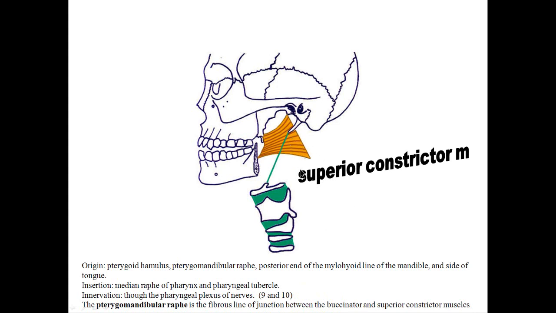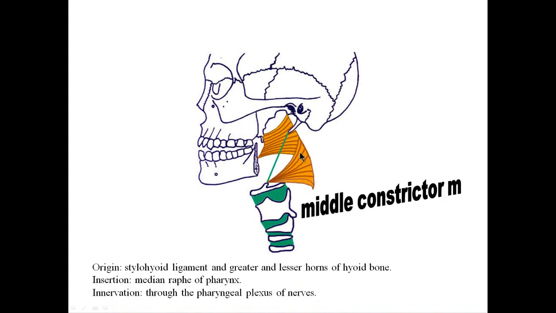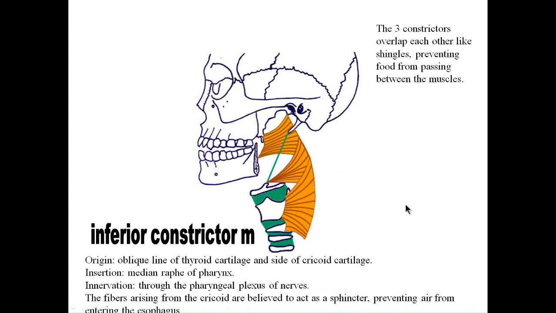All right, we have a series of constrictor muscles: the superior constrictor, middle constrictor, and inferior constrictor. And these are innervated through the pharyngeal plexus of nerves, right here. And you can see they kind of overlap like shingles here. That's so that they don't separate when you've got a lump of food, a bolus of food coming down.